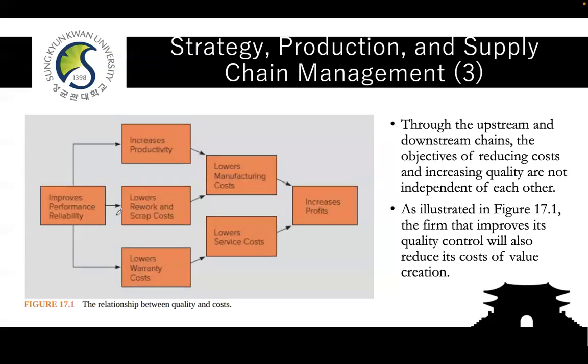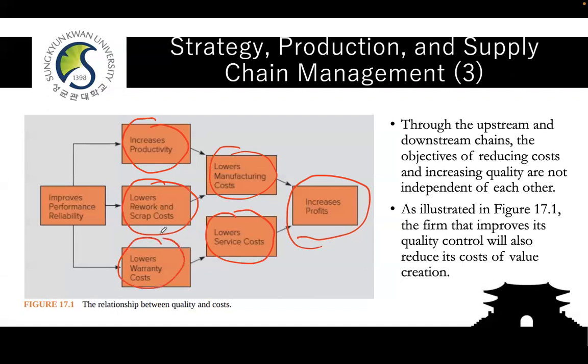Okay. So the main idea here is of course, we want increasing revenues and consequently higher profit. And how to achieve that? Lower cost, which comes from increasing productivity, lower rework and scrap costs, lower warranty costs, and in general, we say that we want improved performance reliability. So at the end, we start from improving performance reliability through increasing productivity, lowering costs, lowering warranty costs, and finally, this will achieve stronger revenues and higher profit.